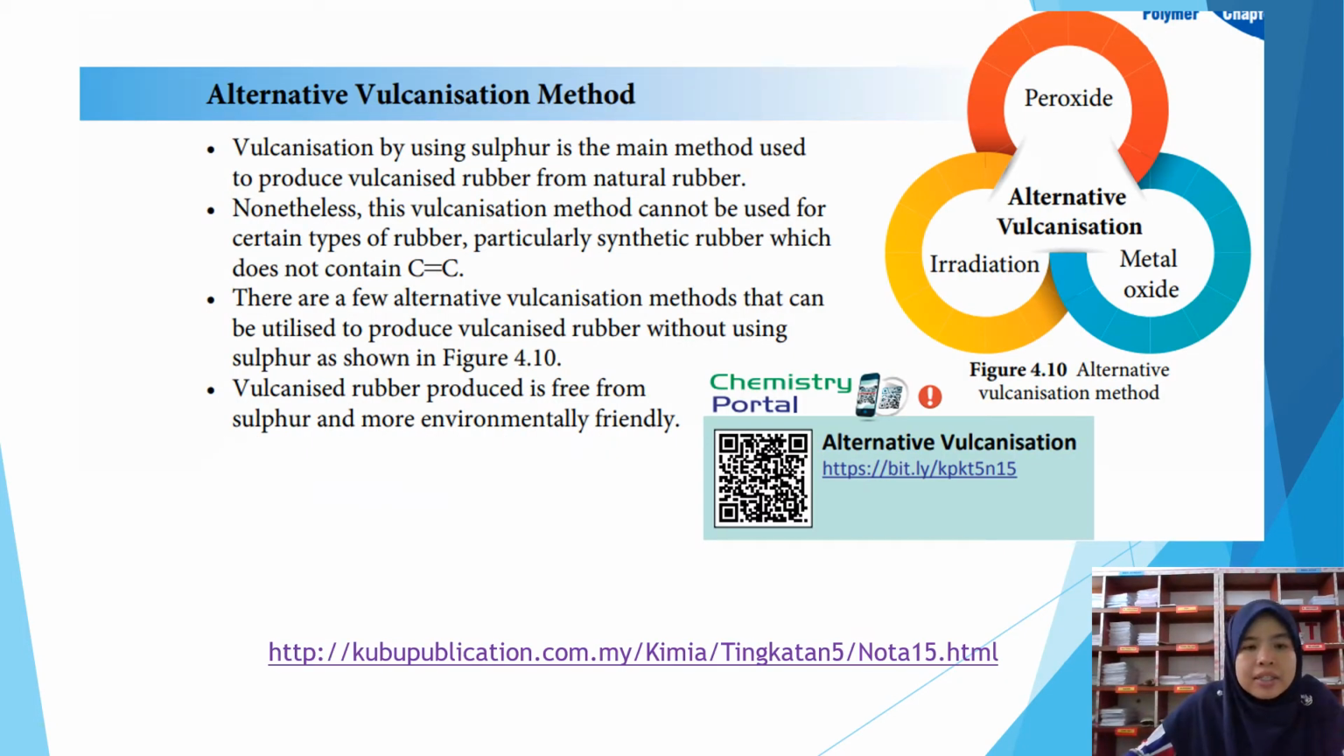Okay, here the alternative vulcanization method. Vulcanization using sulfur is the main method used to produce vulcanized rubber from natural rubber. Nonetheless, this vulcanization method cannot be used for certain types of rubber, particularly synthetic rubber which does not contain double bond carbon. Okay, so there are a few alternative vulcanization methods that can be utilized to produce vulcanized rubber without using sulfur as shown in figure 4.10.